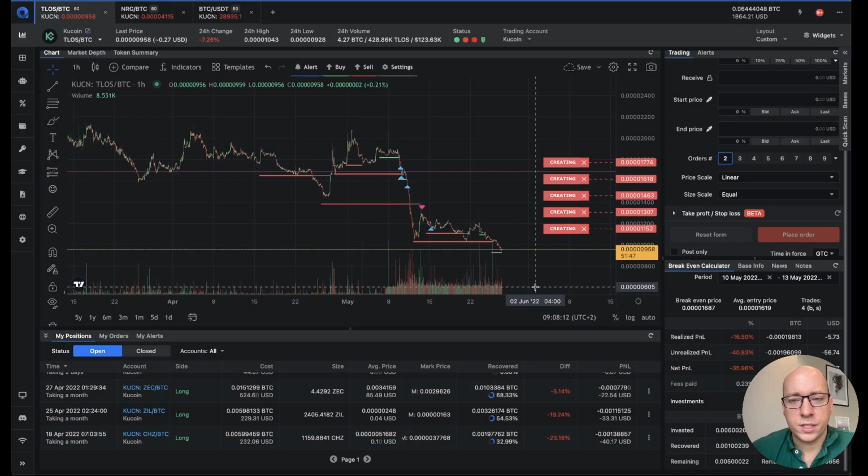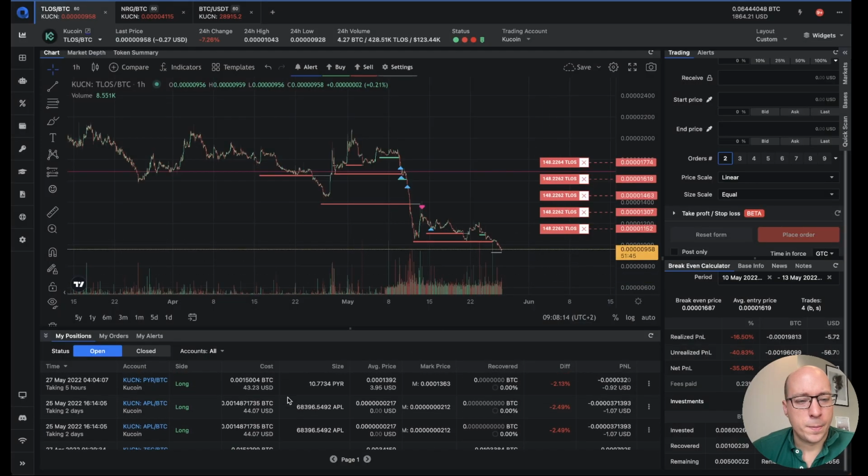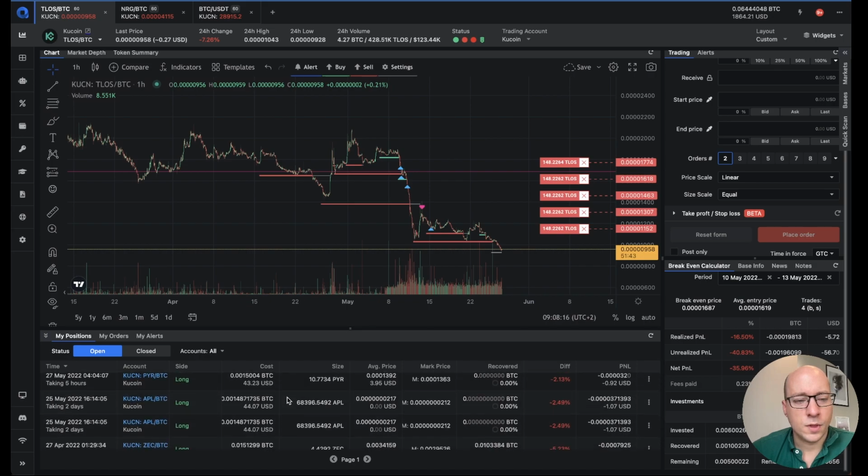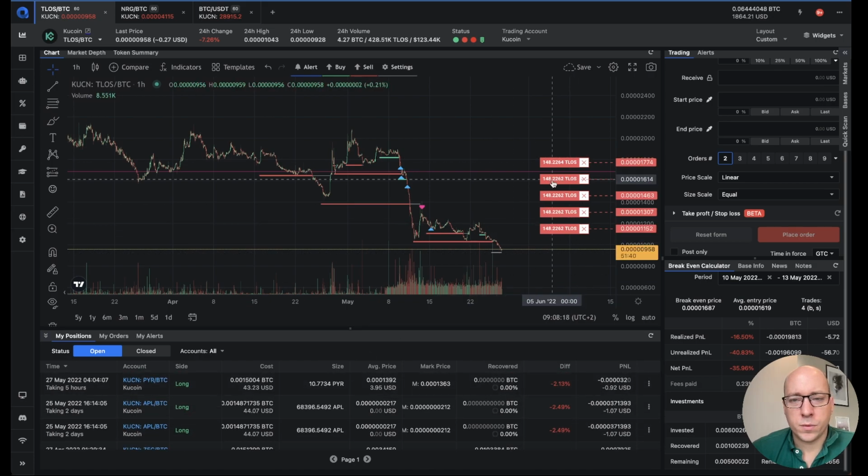Okay, so let's place these. Now because we broke the smart position, it's now become a fully manual position, so we have to make sure that the bot doesn't go back into T-loss again. So we have to add it to the blacklist in a minute.